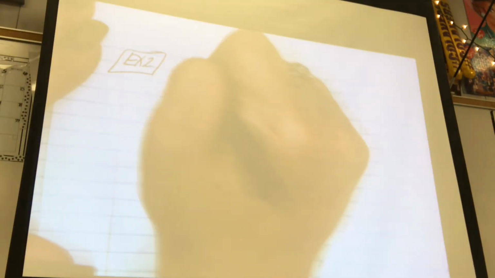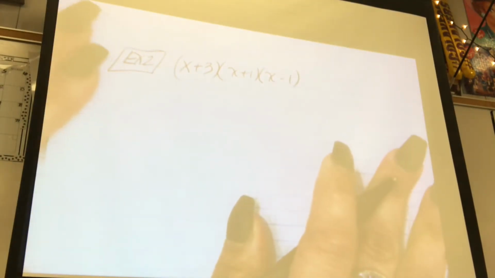All right, example 2. What if I give it to you in the opposite order? Opposite order is actually easier. If I give you the roots, you have to multiply it out. Ms. Riad, that's nothing. We did that a million times last chapter. x plus 3 times x plus 1 and x minus 1. And I told you to multiply it out.